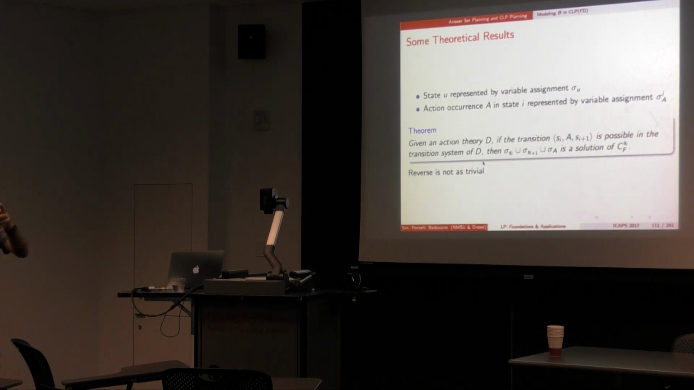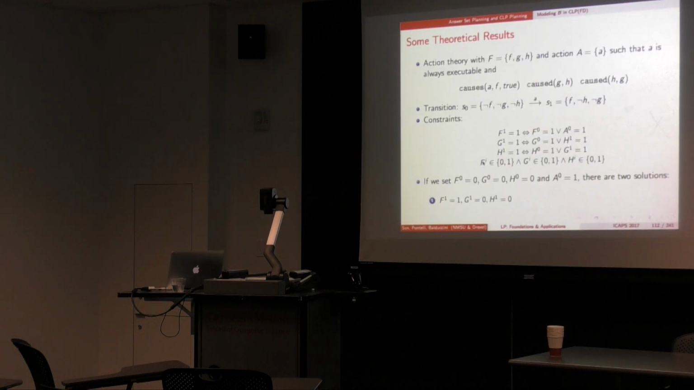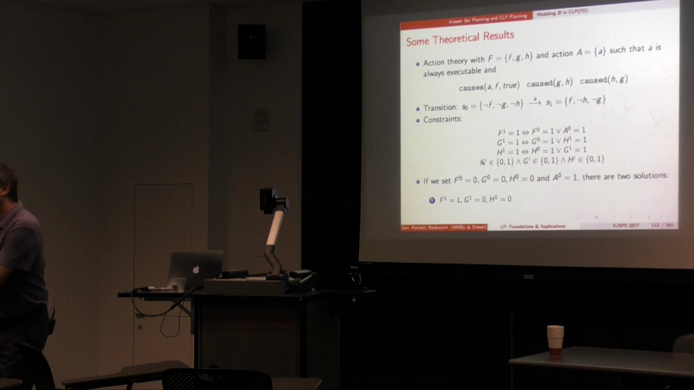The reverse is not trivial though, in the sense that if we just look at things as they're being encoded right now, and we take the constraint version, that can give us some solutions that we don't find in the action theory, which means solutions that are wrong. Why does that happen? Well, in a sense, Son has already mentioned this when he was introducing the issue of static causal laws, when we talked about cyclic static causal laws. Those are actually not handled properly.